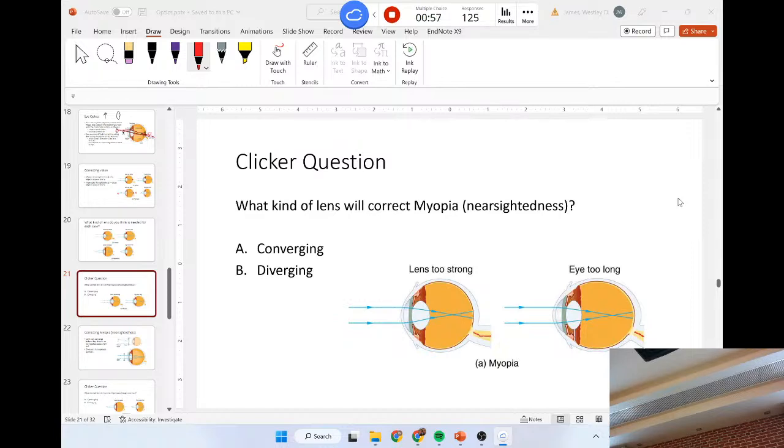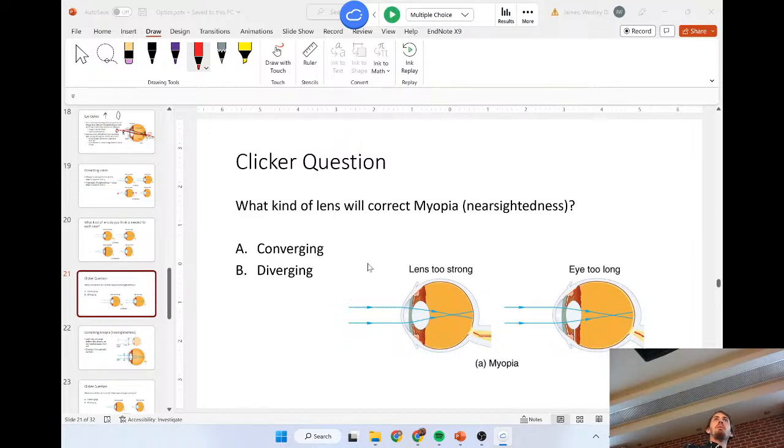All right, so our rays are converging before they should. What kind of lens should we use to fix this? I'll go up to 1 minute and 20, so we'll go 20 more seconds.